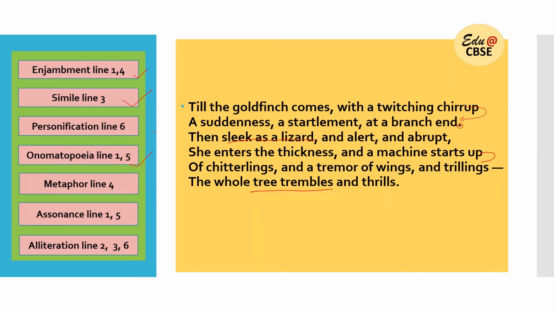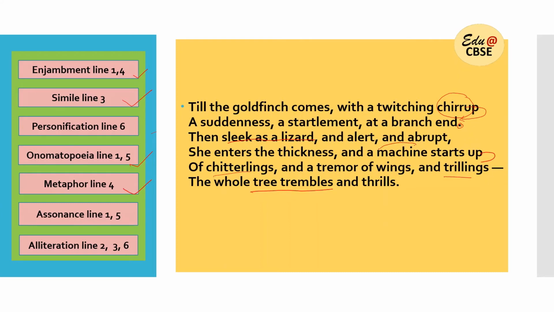So line 1, twitching chirrup. Now chirrup is a sound word. The babies are chirping, so therefore it's onomatopoeia. Then line 5 here, we have chitterlings, and here we have trillings. So the birds are making this noise, and therefore it is onomatopoeia. Then there's a metaphor in line 4. So let's quickly see metaphor.